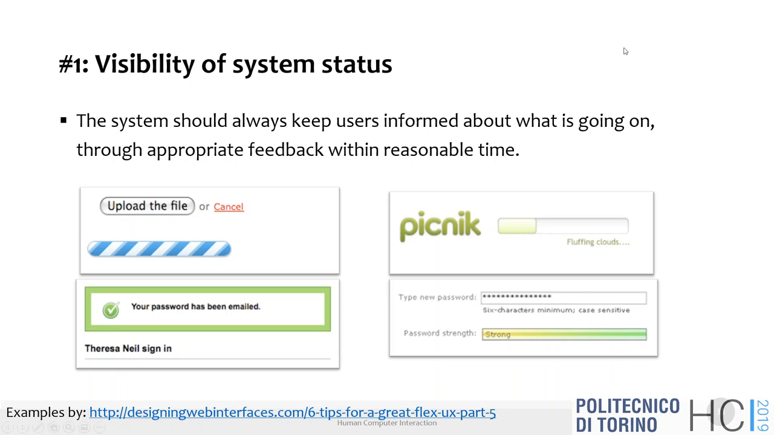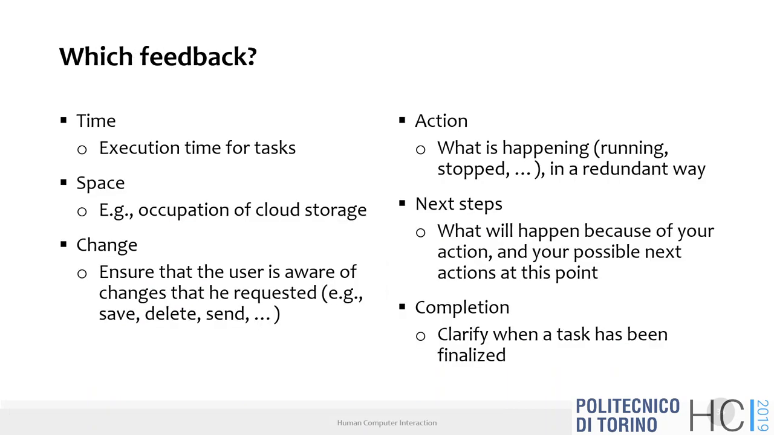Visibility. These examples I took from this web page where a researcher some years ago just took the liberty of checking the Nielsen guidelines with respect to the websites that were available at that time. So there are some more specific examples. And the feedback about different aspects of the system, giving us visibility over different parts of the system. The easiest one is time, of course. Some action that takes time, so we need to give feedback on that.